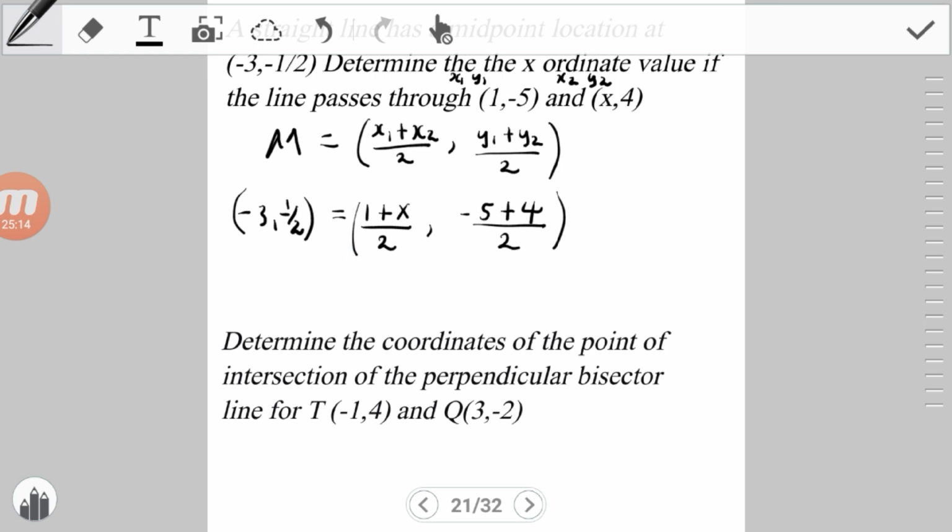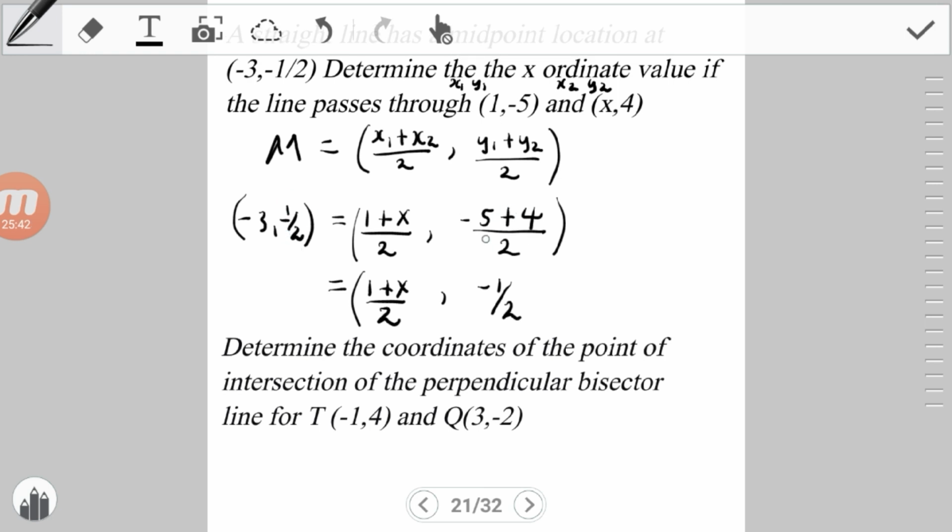And if you work this out, you'll find out that 1 plus x divided by 2 is going to be equal to the x ordinate value of the midpoint. So this first part here is going to be equivalent to minus 3. And if you work this out correctly, you'll realize that minus 5 plus 4 is actually equal to minus 1 over 2. So you can clearly see that minus a half is equal to minus a half. So on the right side here, which is the y ordinate value of the midpoint in its calculation, is equal to the y ordinate value that we have instructed over here.